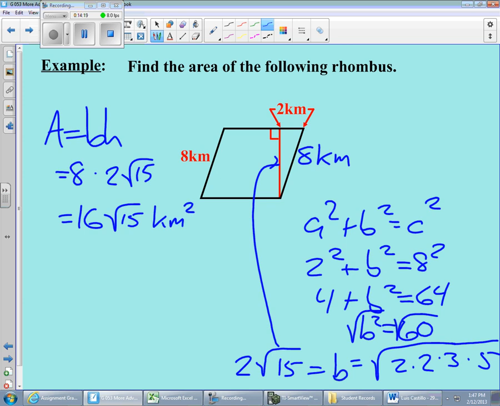Okay, so it's whatever 16 times the square root of 15 square kilometers is, that's your answer. And again, if this had been, if this is tax or star, we'll take this decimal point, square root of 60, multiply by 8, and we'll get a decimal point for our answer.